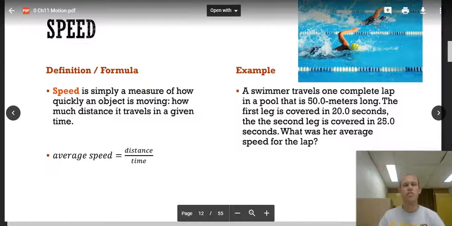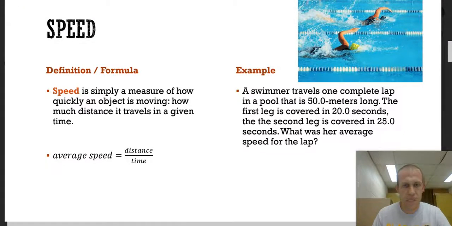All right, let's transition now into speed and velocity. First, speed. Speed is simply a measure of how quickly an object is moving. So how much distance something travels in a given time. Notice we're talking about distance here, okay? Not displacement. So a swimmer travels one complete lap in a pool that is 50 meters long.